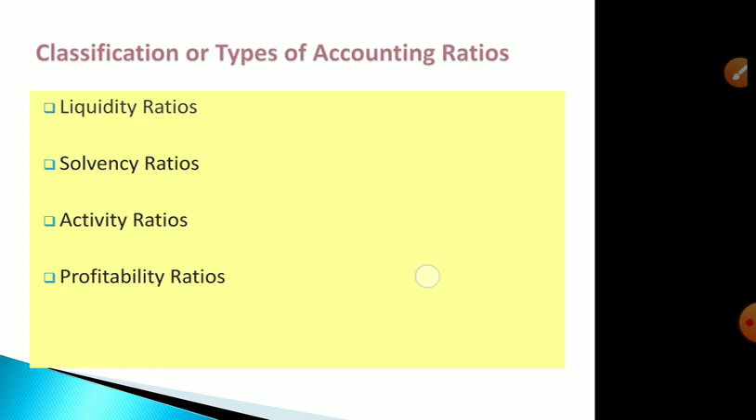The last topic of this part is classification or types of accounting ratios. In this chapter, we'll be learning about the four types of ratios. Number one is liquidity ratios, second one solvency ratios, third one activity ratios, and the fourth one is profitability ratios. In the upcoming part, we will be learning elaborately about all these types of ratios.